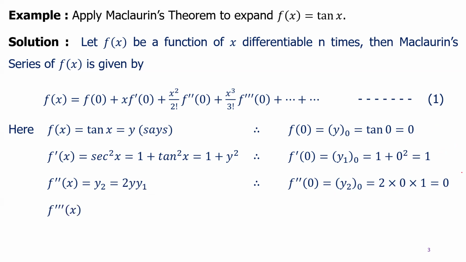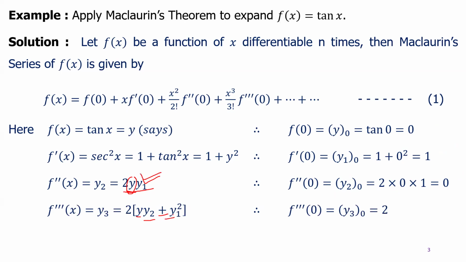Let us again differentiate with respect to x. Y3, which is equal to, now there is a product of two functions y and y1. So if we find the derivative of this, we use the product rule. First function y, derivative of y1 is y2, plus derivative of first function y. What is the derivative of y? It is nothing but y1 into y1. So y1 into y1, it will become y1 square.